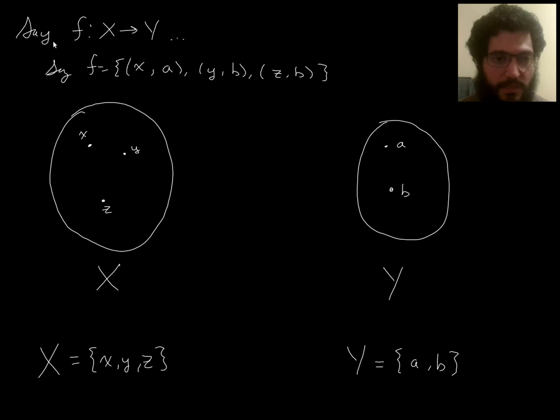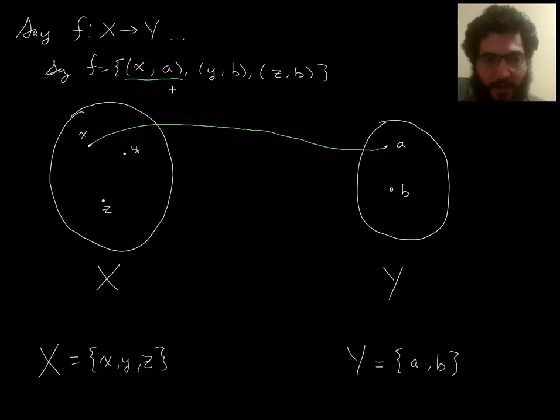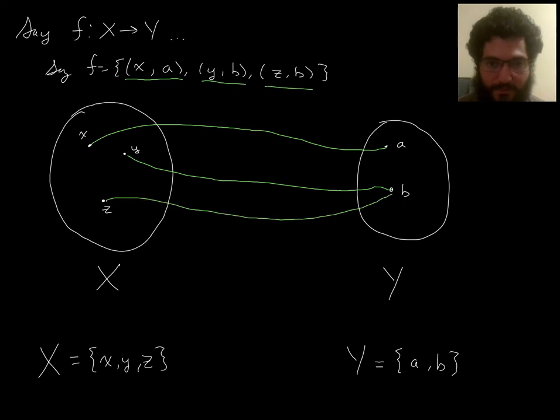Every time you see a pair showing up in f, draw an edge, a connection from the left coordinate, x, to the right coordinate, from the first coordinate to the second coordinate, like that. So this represents the presence of the pair xa in f, and then the presence of the pair yb, and then zb. So this is a way of thinking about what f is. It's these green arrows.